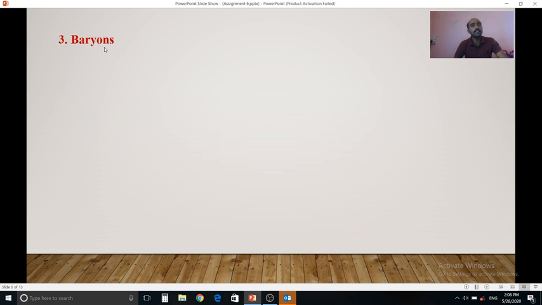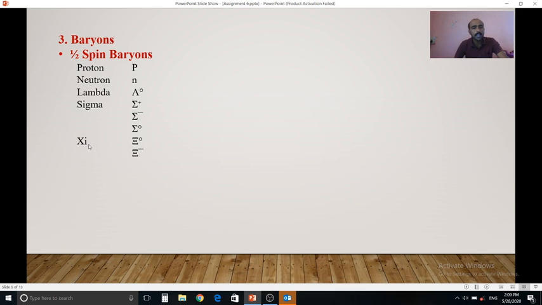Then third one is the baryons. In baryons, first of all we discuss the half spin baryon. In the half spin baryon family, a number of particles are present. First one is the proton denoted by letter P. Second one neutron, N, lambda, lambda naught and sigma. In the sigma family, sigma plus, sigma minus and sigma naught. Next one is the psi, also called the cascade: cascade naught and cascade minus.